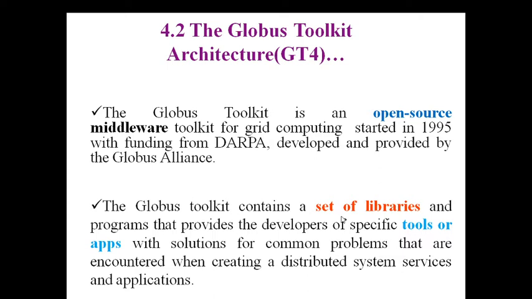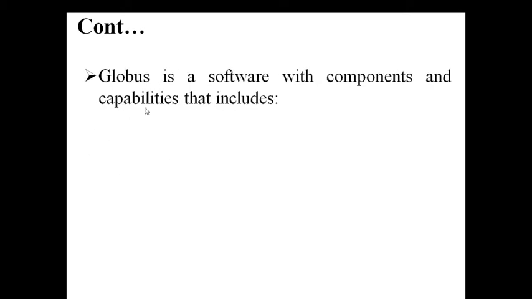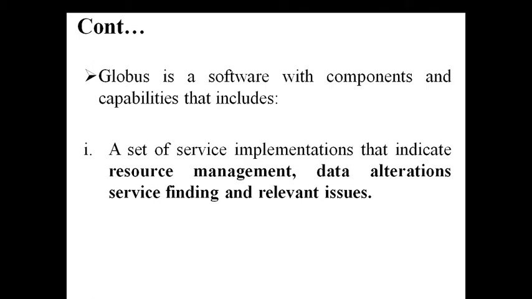It contains libraries. What is a library? A small set of programs, a program which is able to perform data processing, data storage, retrieving, storing or manipulating any data, supported by a set of libraries. So it contains a set of libraries in terms of tools or apps for solutions to common problems. What the solutions to the common problems are, we will see in seconds. So it is software with components and capabilities. What we can perform with this Globus toolkit is a big question.